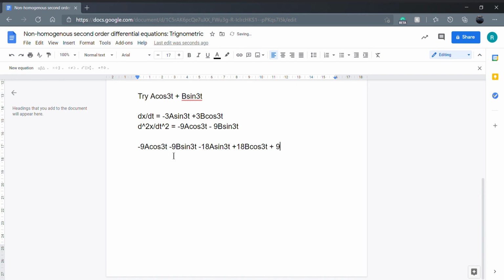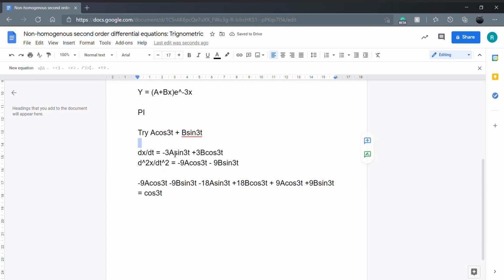plus 9a cosine 3t plus 9b sine 3t, which equals cosine 3t. And then we collect the coefficients of cosine, where we have -9a plus 9a plus 18b.